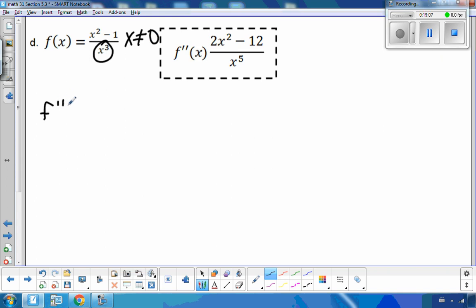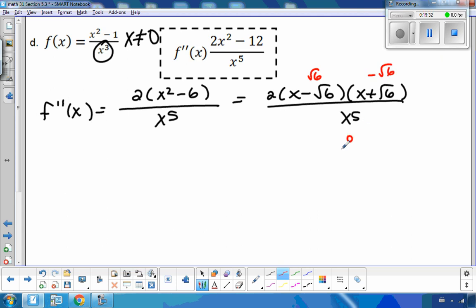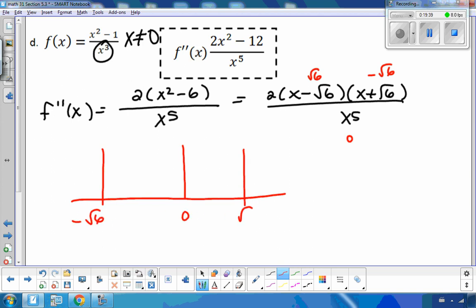So looking at my second derivative, let's factor that. So it's 2, x squared minus 6 all over x to the 5. So this is a difference of squares. So it's 2 times x minus root 6, x plus root 6 all over x exponent 5. Okay, so I can see I have key values at root 6, negative root 6, and 0. So I just set up my number line: negative root 6, 0, and root 6.